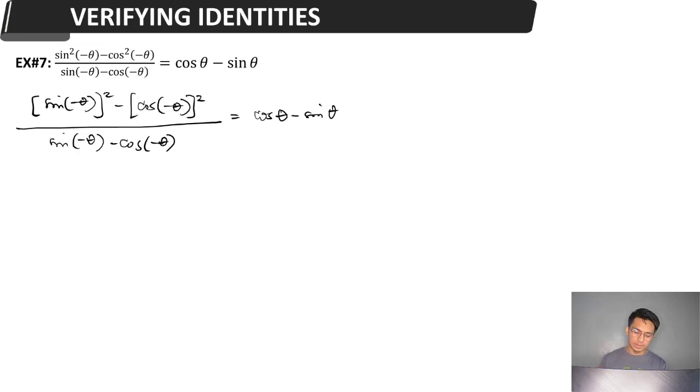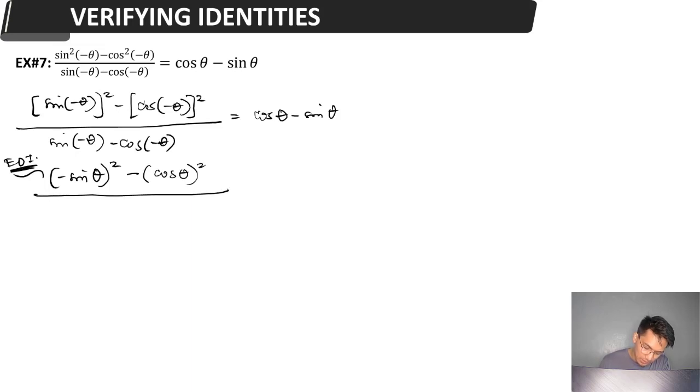By even odd identity, sine negative theta is negative sine theta. And huwag kalimutan na mayroon pang square ito. Minus, by even odd identity ulit, cosine negative theta is equal to positive cosine theta lang. So, positive cosine theta, may square pa ulit yan, over sine negative theta is equal to negative sine theta minus cosine negative theta is equal to positive cosine theta. So, ayan lang siya. Is equal to cosine theta minus sine theta. And then, we simplify ulit.